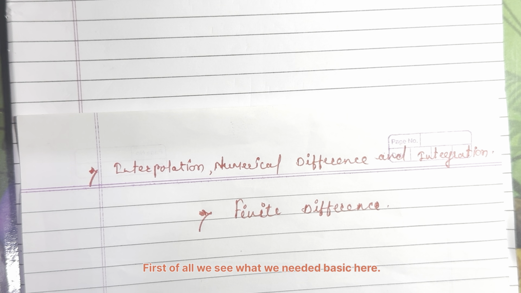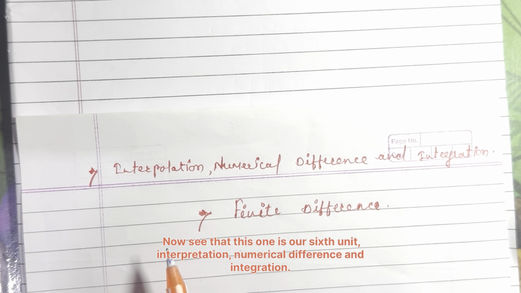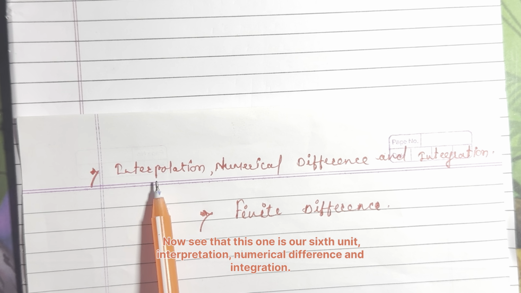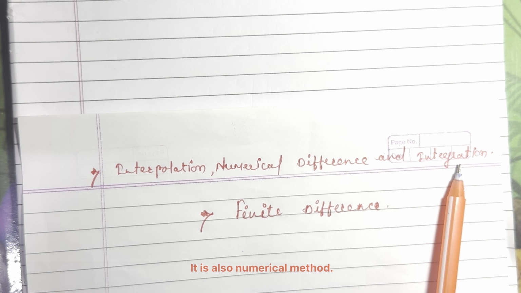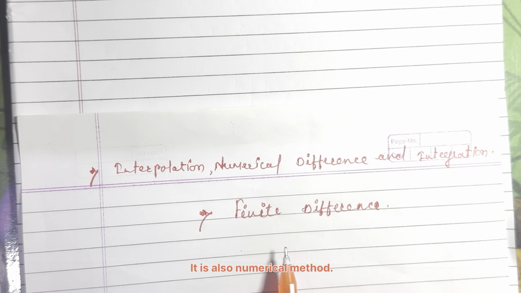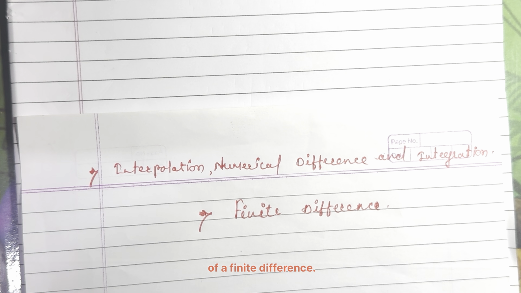First of all, we see what basics we need here. From the next lecture onward we will go for solving some examples. Now this is our sixth unit, interpolation, numerical differentiation and integration. It is also numerical methods. So the first point we are going to learn here is finite difference. What is the actual meaning of a finite difference?